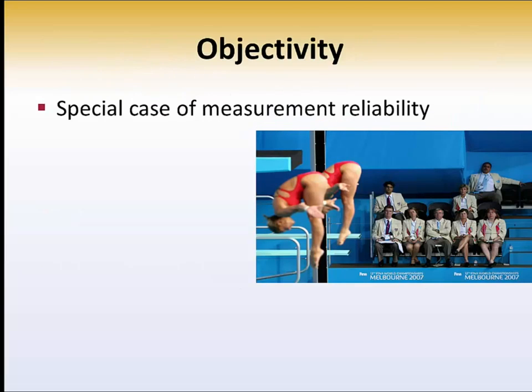Objectivity is a special case of measurement reliability. Essentially, objectivity is inter-rater reliability. You often see examples when judges at Olympic events are shown to not intercorrelate very well. That is, judges from one country rate a different country differentially than other judges might. That's an issue of objectivity or inter-rater reliability. You see it in diving, gymnastics, and dancing events where you have to have judges rate performance.